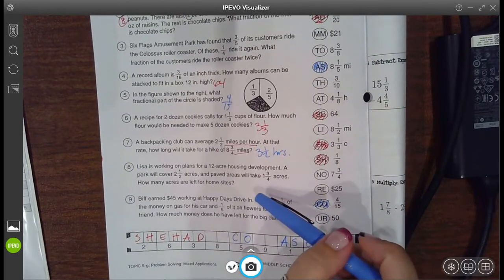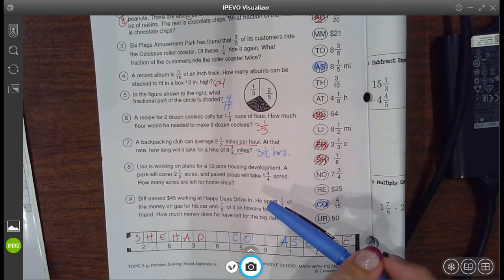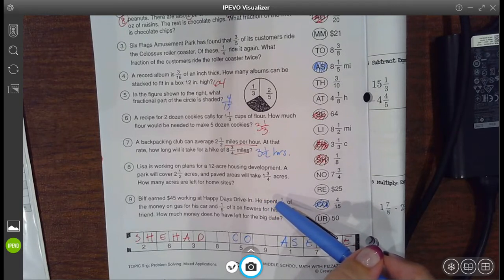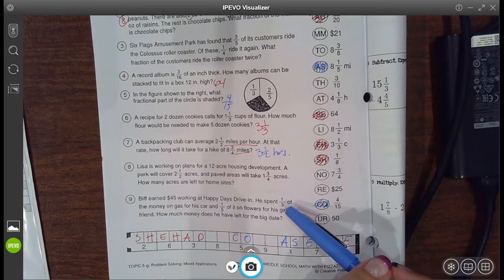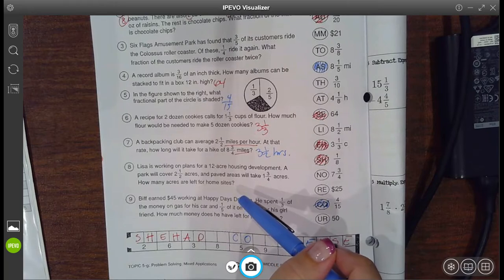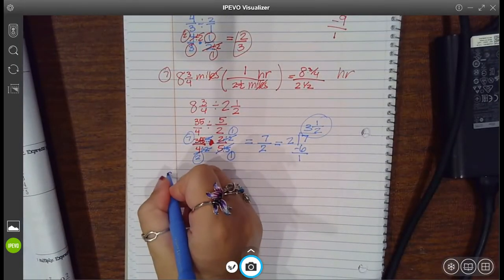All right, moving right along. Number 8 says Lisa's working on plans for a 12-acre housing development. A park will cover 2.5 acres, and paved areas will take 1 3/4 acres. How many acres are left for home sites? What do you think? Try and see what you would do for that problem. Okay. Well, what's the total you have to work with? 12. And it says how many are left over, so you probably want to subtract eventually, right? So you want to subtract these two amounts from the overall 12. So let's start by adding those two.